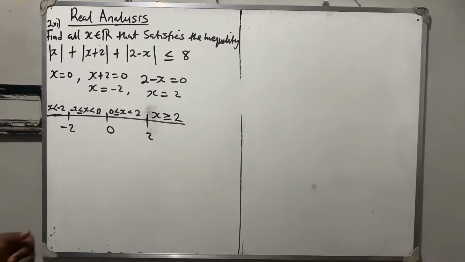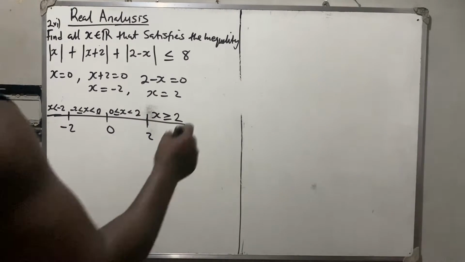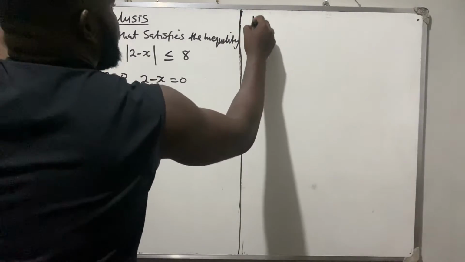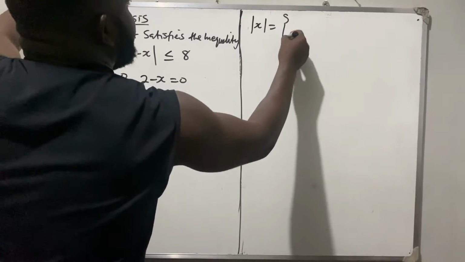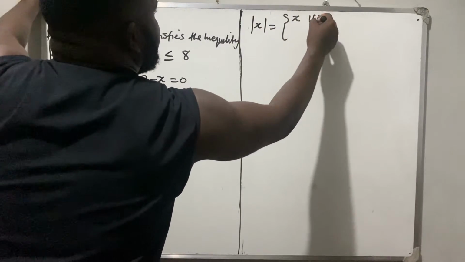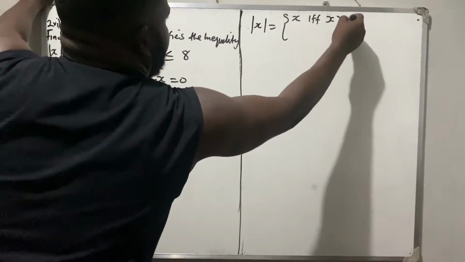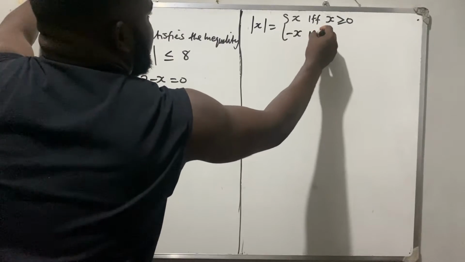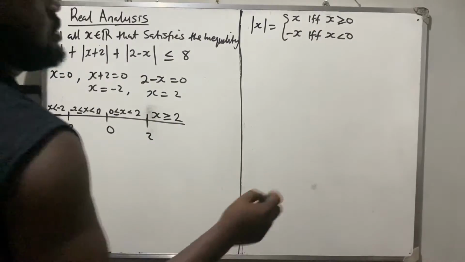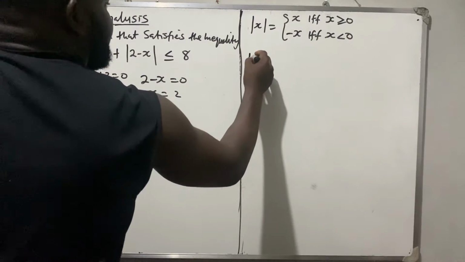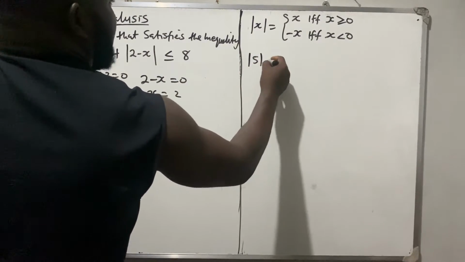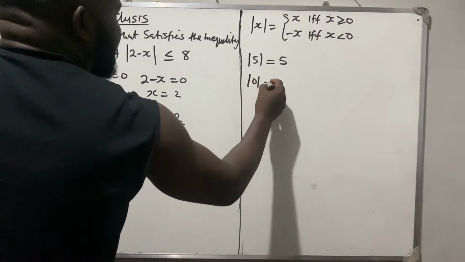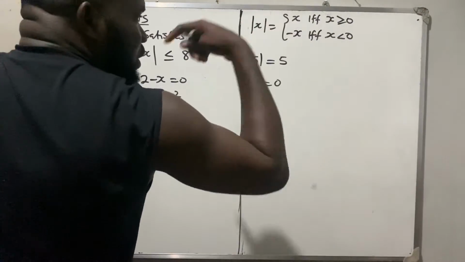Before we solve that, let me recall the definition of absolute value. We know that the absolute value of x is going to be x itself if and only if it is a positive number or 0. Then it's going to be negative of itself if and only if it is negative. That is the definition. An example is that 5 is a positive number, so the absolute value of 5 is 5 itself. The absolute value of 0 is 0 itself, because it can be itself when it is positive or 0.